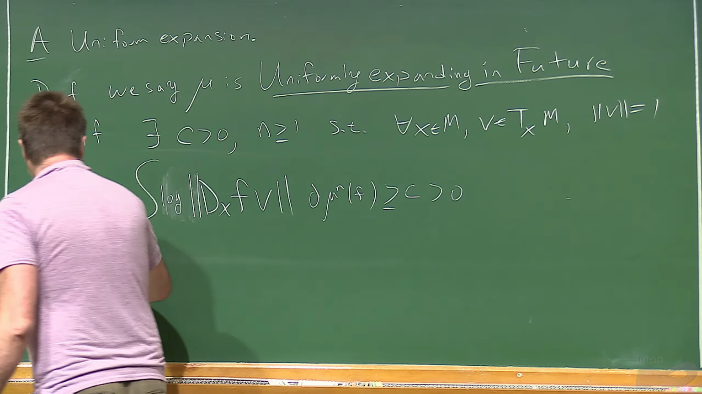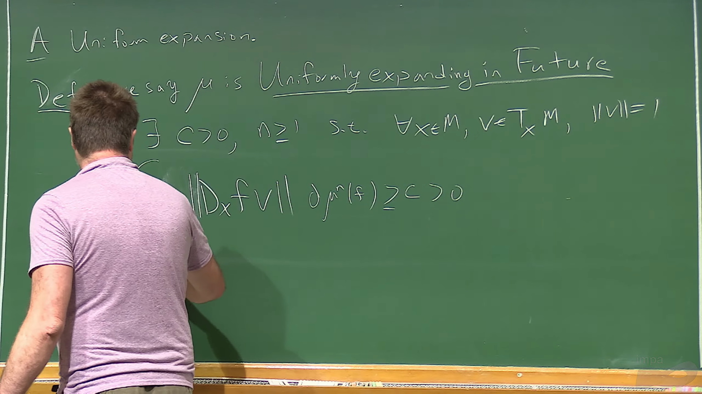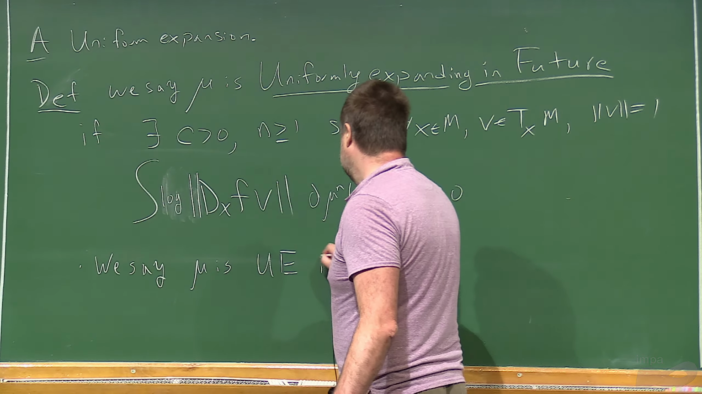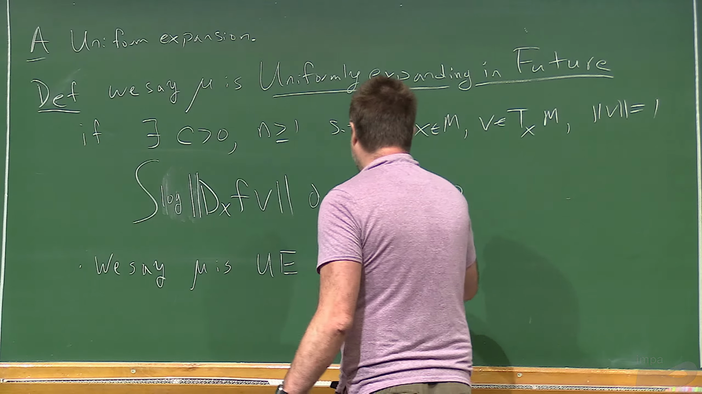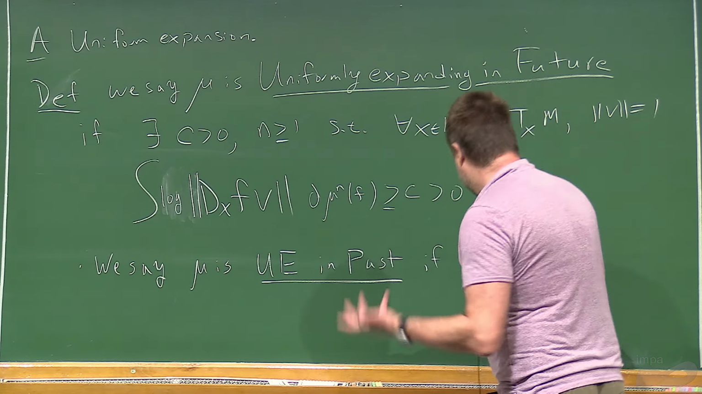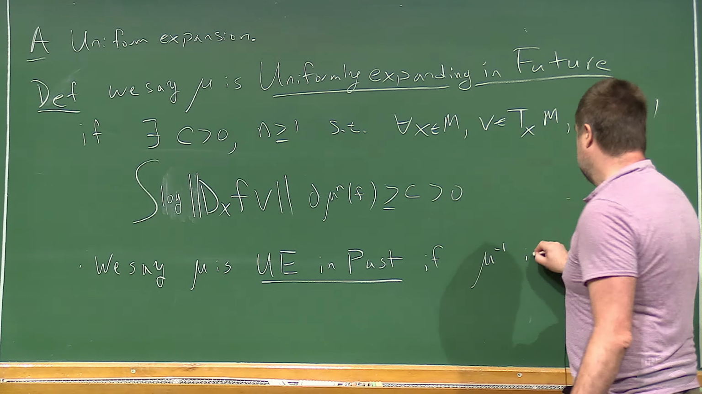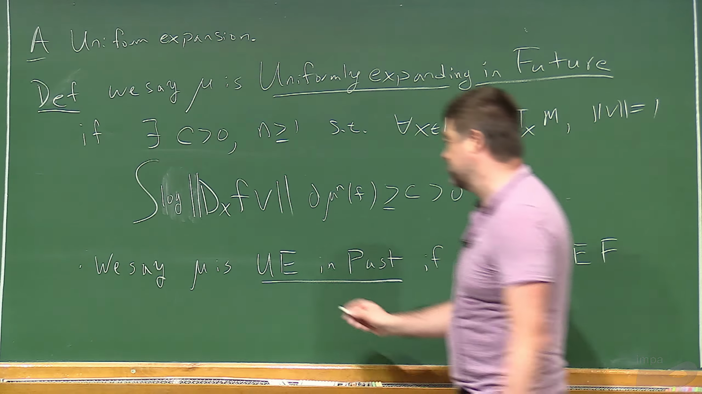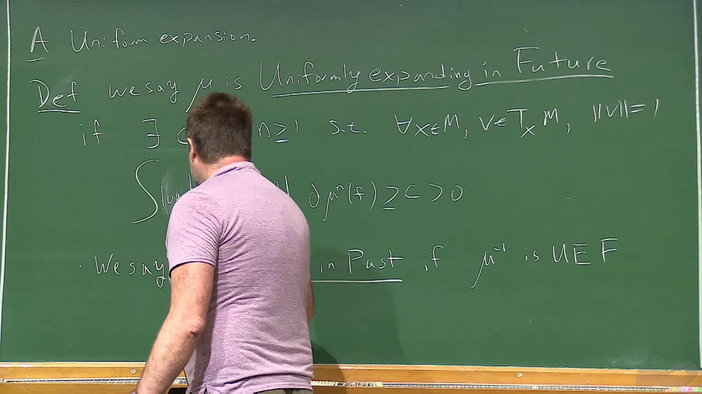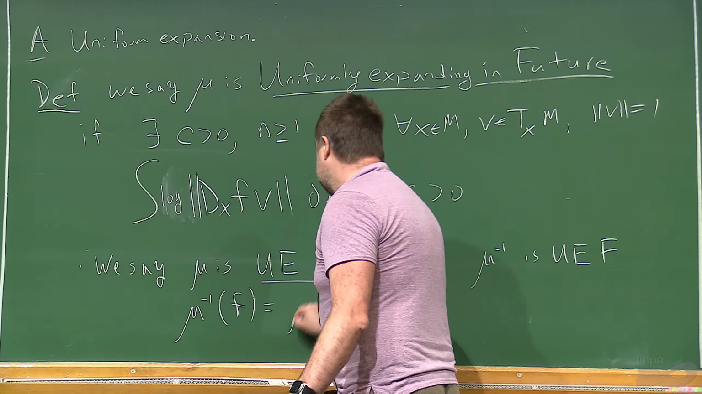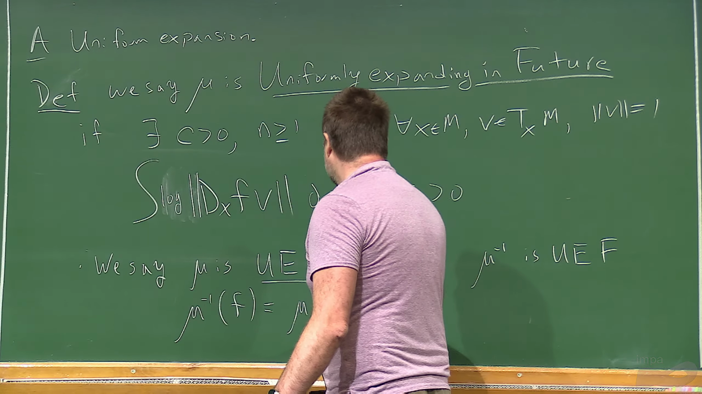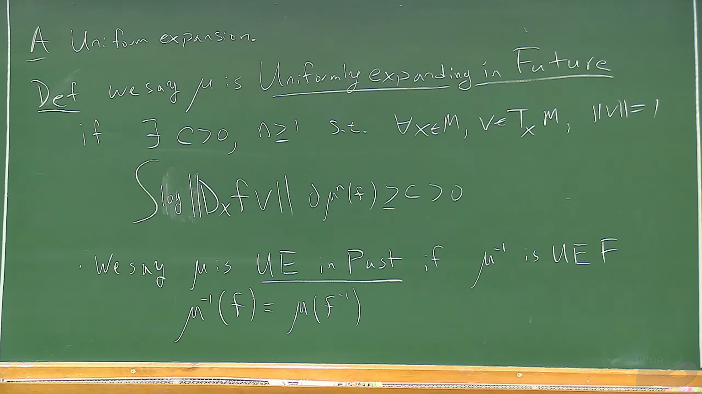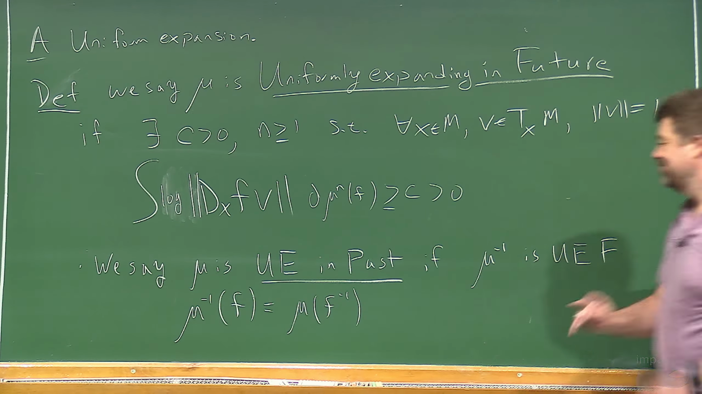And one other definition, we say mu is uniformly expanding in the past if mu inverse is uniformly expanding in the future. And what is mu inverse? How much charge does mu inverse give to f? It gives the same charge that mu gave to f inverse. So you just make it symmetric, or take the symmetrized version. No, you just take the inverses.